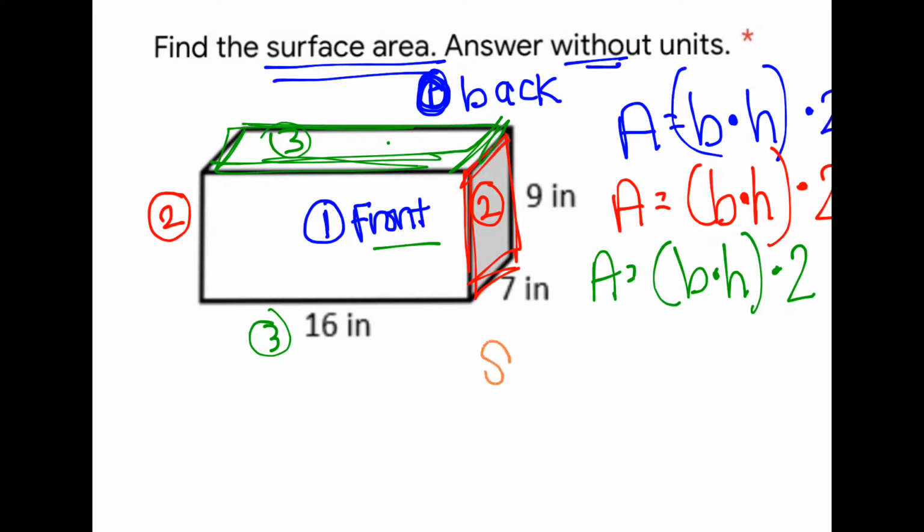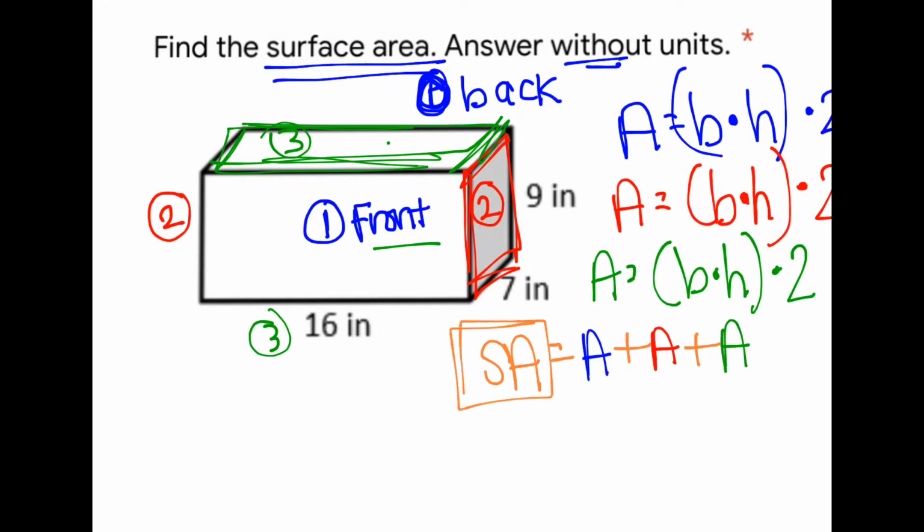Finally, to find your surface area, you are going to take this area of your front and back plus the area of your 2 sides plus the area of top and bottom, and that will give you your total surface area. And once again, answer without units.